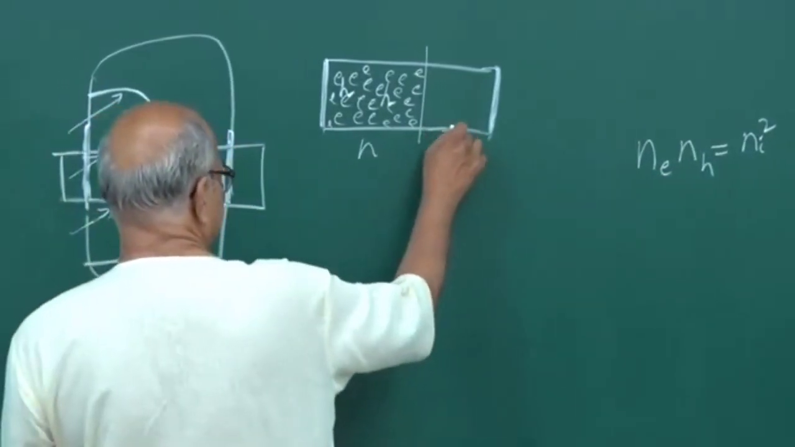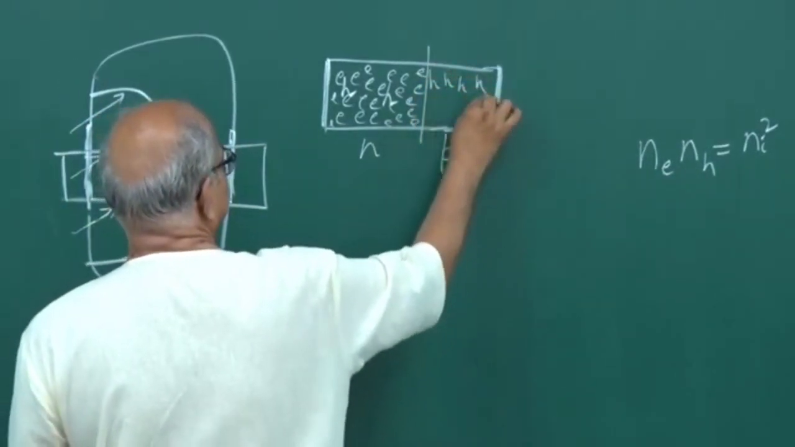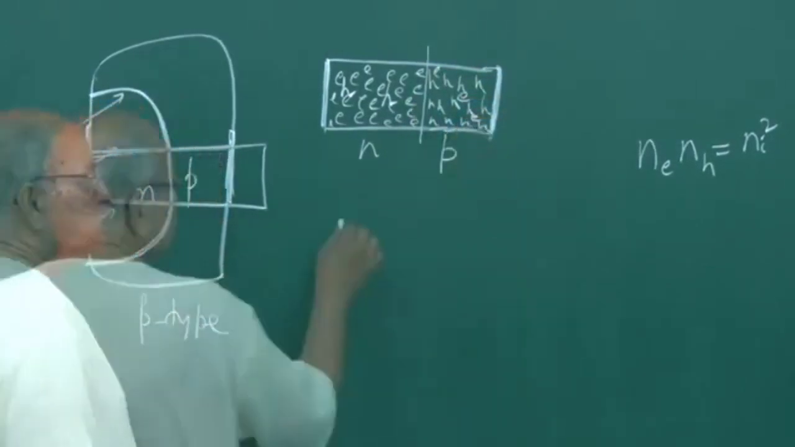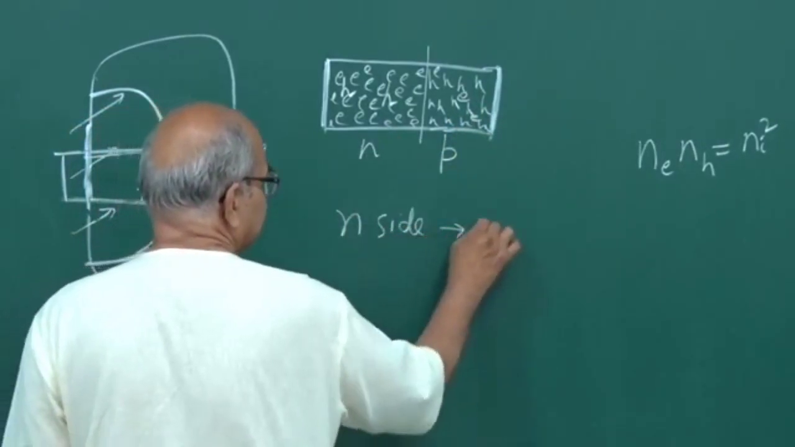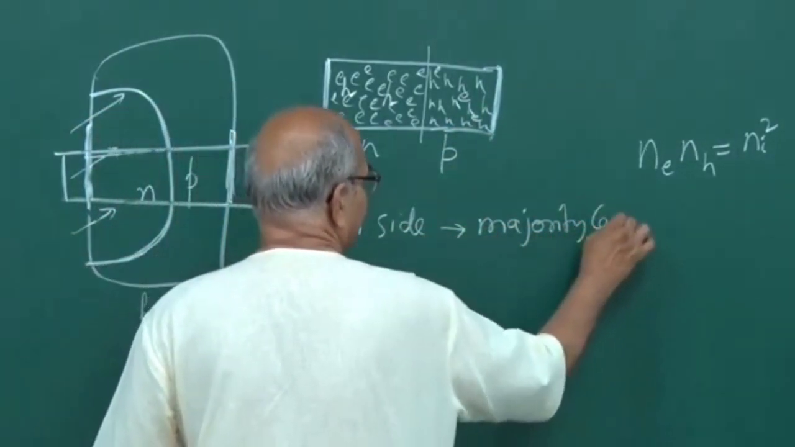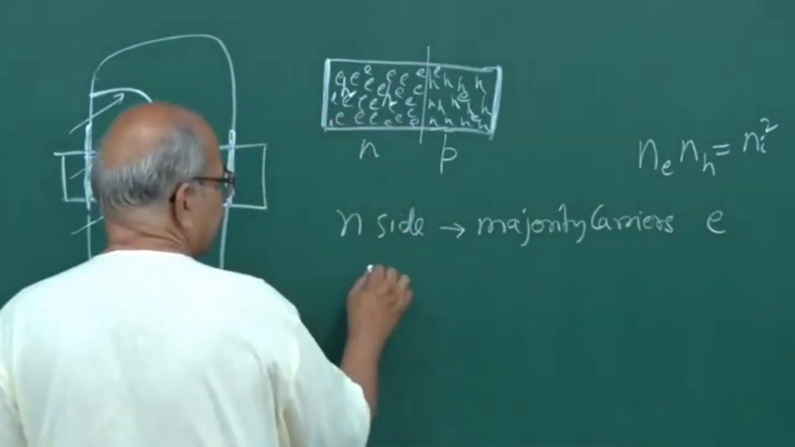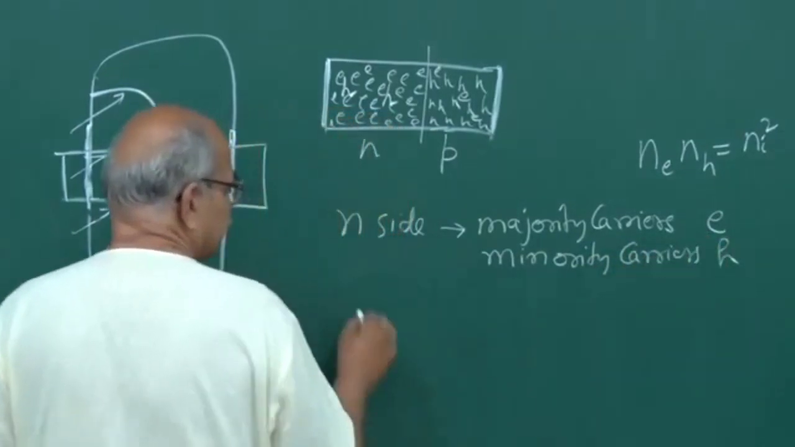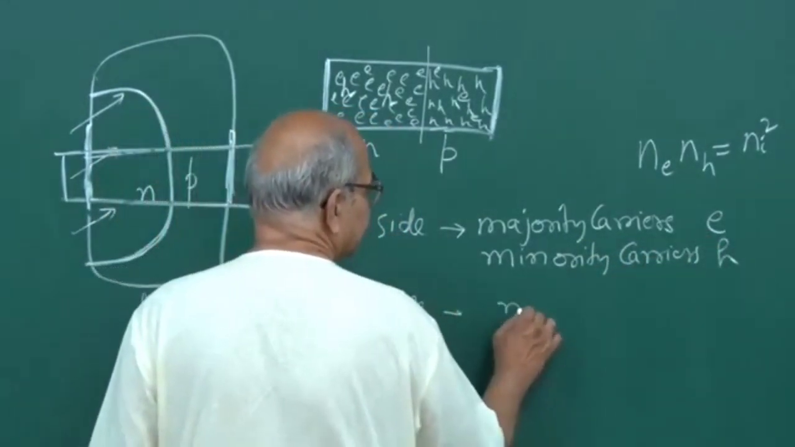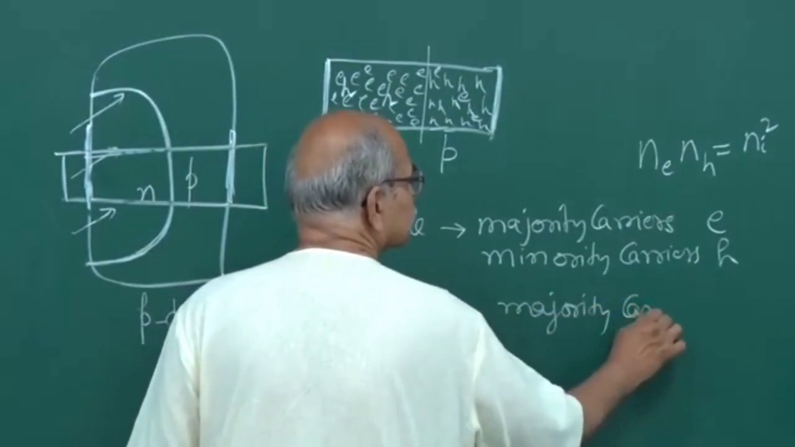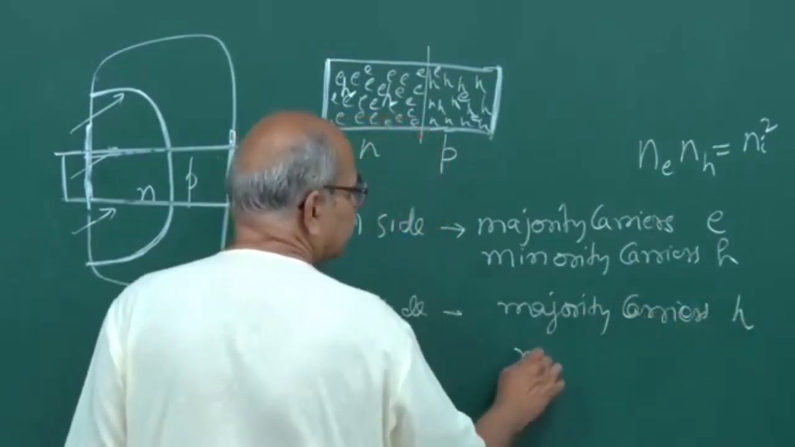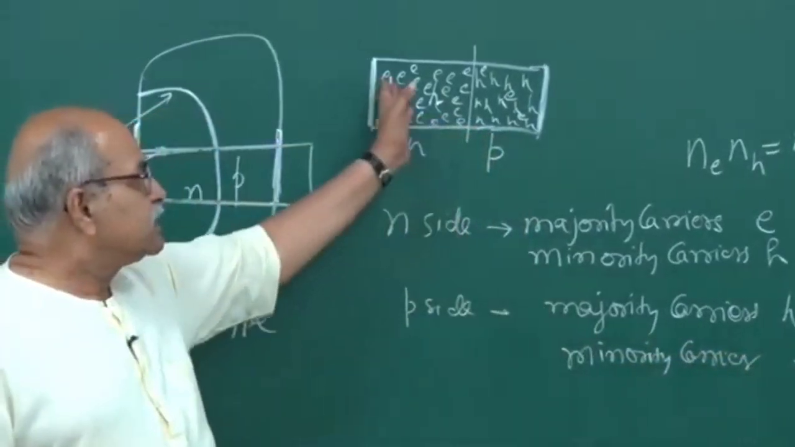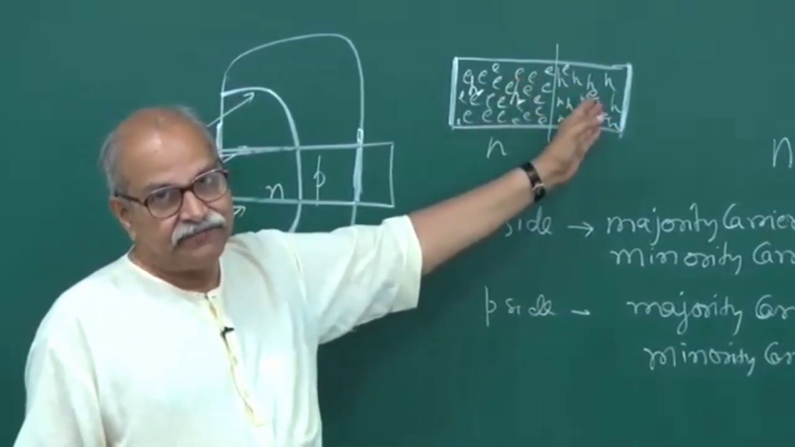And similarly, on this p side, this is p-type semiconductor, so you have a large number of holes here, and then some electrons in between. There are some electrons in between. So on the n side, you have majority carriers, that is electrons E, and minority carriers, that is holes H. On the p side, you will have majority carriers, that will be H, and minority carriers, that will be E.